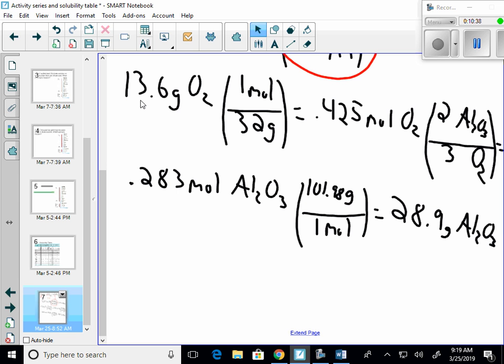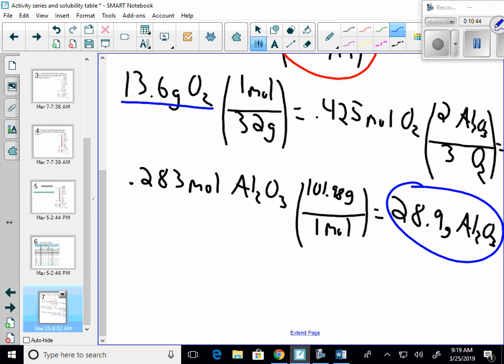So what this says is if I start with 13.6 grams of oxygen, I would produce 28.9 grams of Al2O3. Stoichiometry allows us to start with the mass of something and solve for the mass of something else. Notice how you took the mass of your aluminum foil at the start of the lab. Well, I bet you could solve for the mass of the solid that you're creating at the end of the lab.